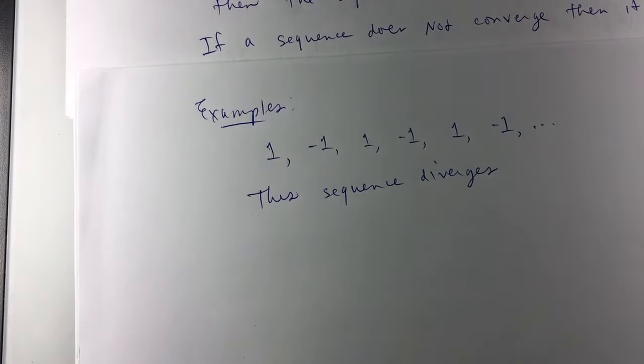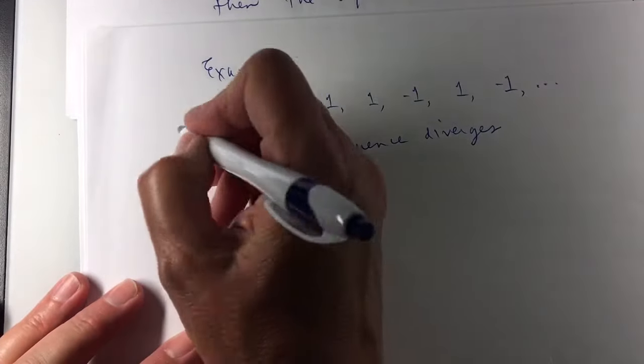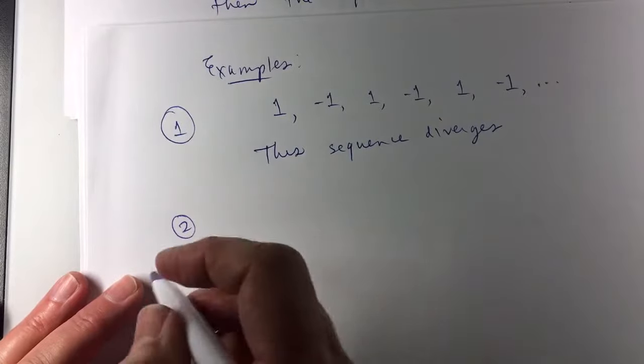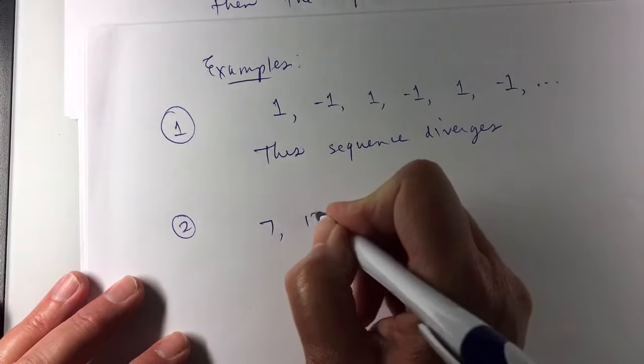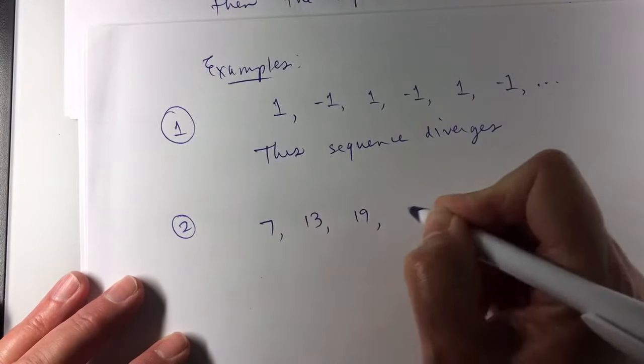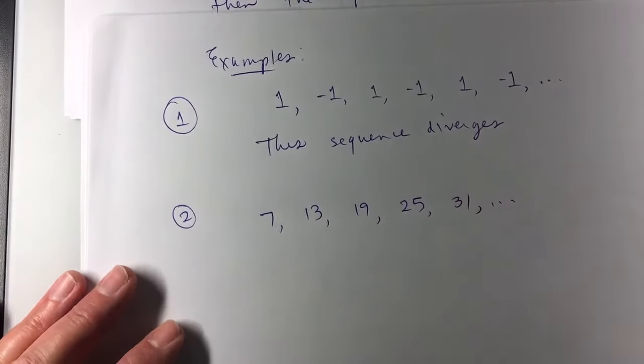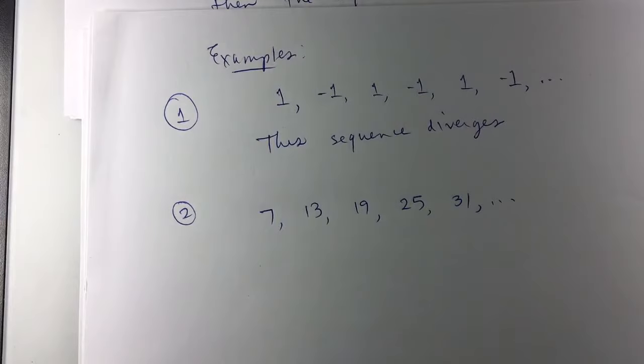Okay, here's another one. I'll call this example number 1. Here's number 2. I have 7, 13, 19, 25, 31, and what's the next term, by the way? 37. Can you write an expression for the a sub n term? Try that.